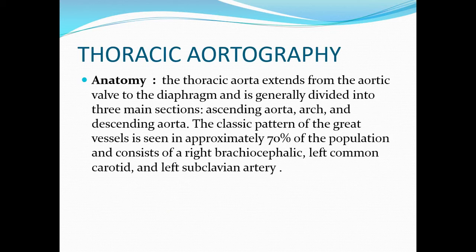Regarding thoracic aortography, first we should know the anatomy of the thoracic aorta. The aorta extends from the aortic valve to the diaphragm, generally divided into three main sections: the ascending aorta, the arch, and the descending aorta. The classic pattern of the great vessels is present in approximately 70% of the population. It consists of the right brachiocephalic, left common carotid, and left subclavian artery.